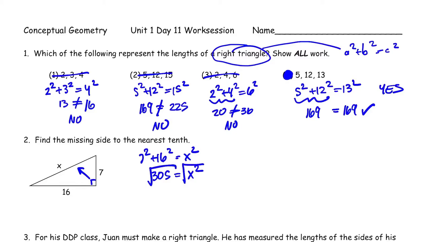And I wish I could show you on the calculator how to do that right now, but I'm assuming you guys can all do that. You can ask in class if you need some help. But the square root of 305 to the nearest tenth is 17.5.